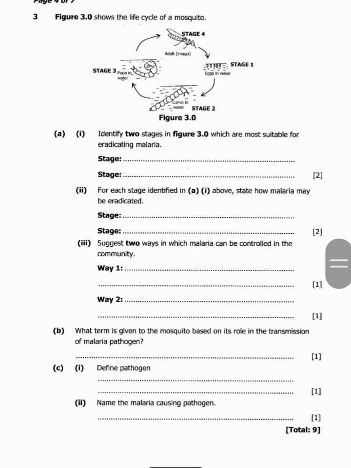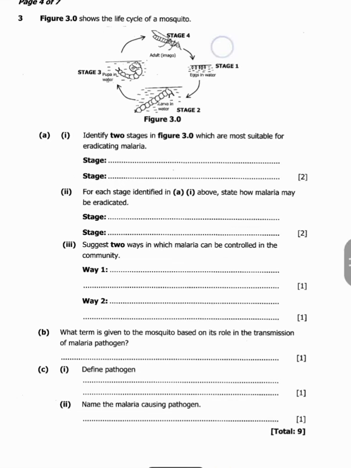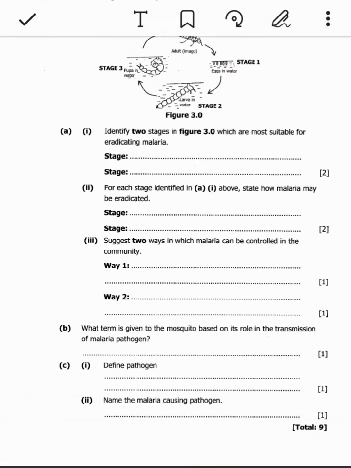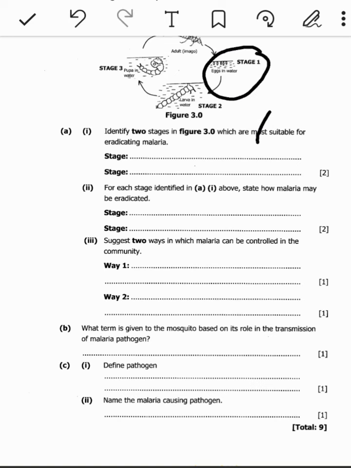When we come to the first question, we are saying: identify 2 stages in figure 3.0 which are most suitable for eradicating malaria. The 2 stages are stage 1 and stage 3. They are the best to be targeted for eradicating malaria. So that is very clear.